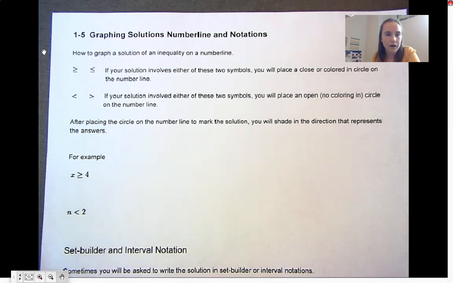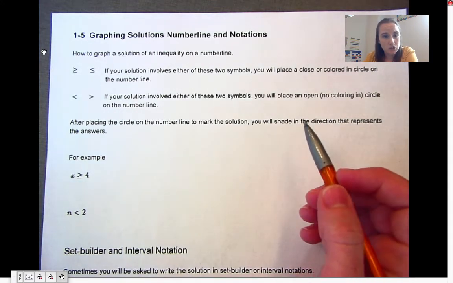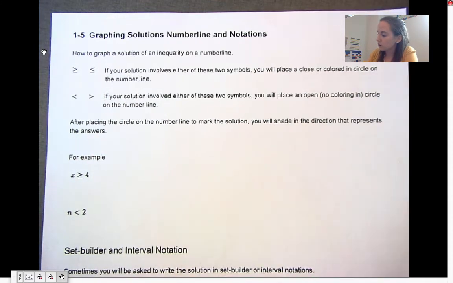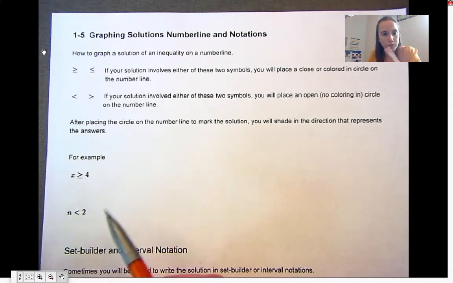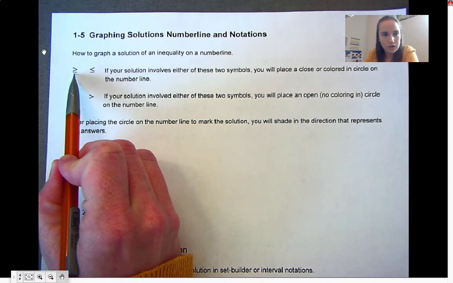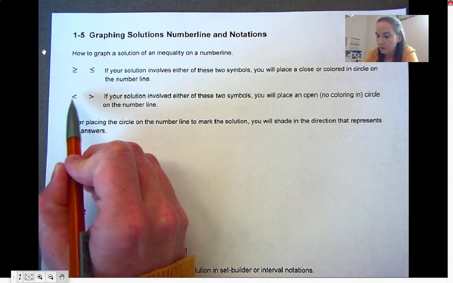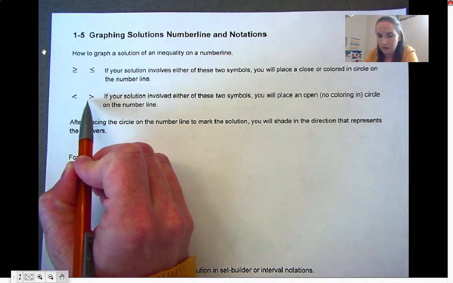This is 1-5 continued. In the last video, you learned how to solve inequalities, and now we're going to talk about how to take those solutions and put them on the number line and the different notations. So first thing you want to notice is there are 4 different symbols. There's the greater than or equal to, the less than or equal to, the less than, and the greater than.